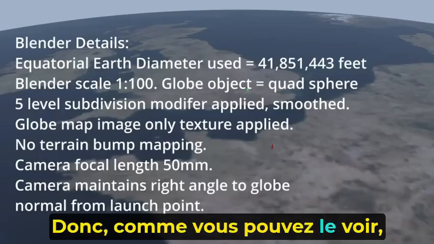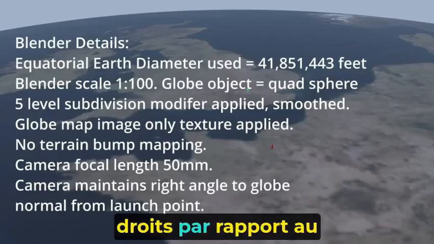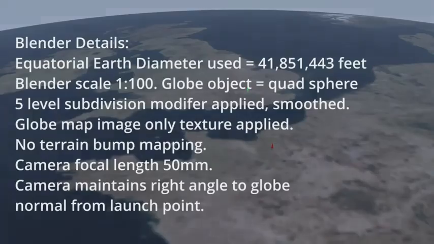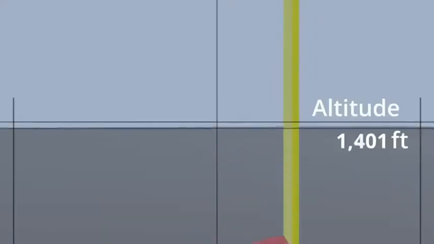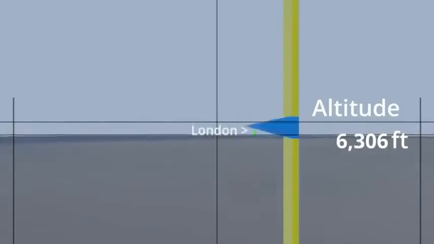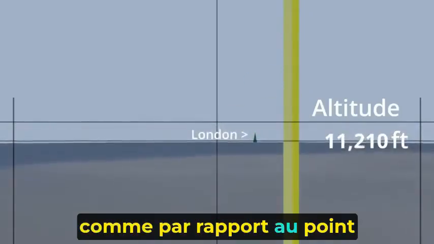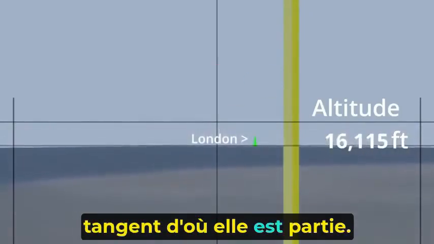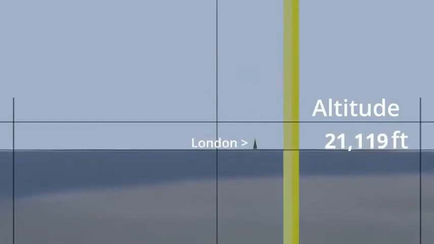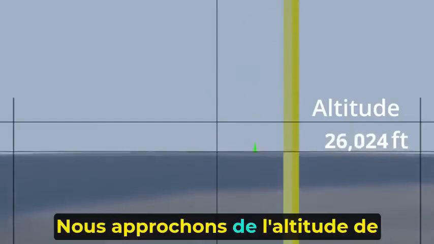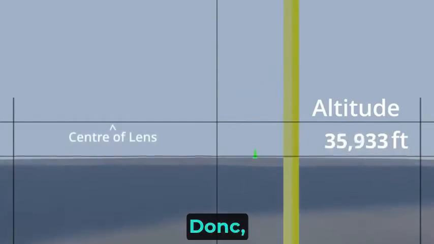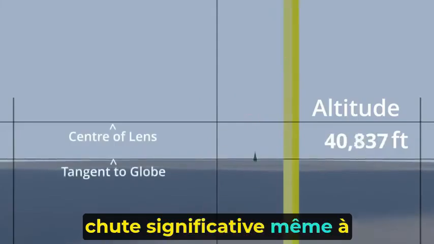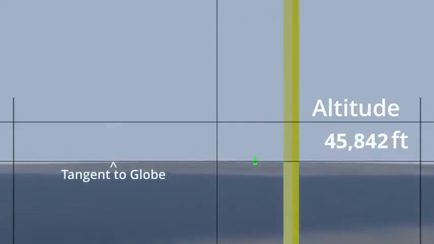So as you can see, the camera is maintaining right angle to the globe during this video, relative to the tangent point from which it first left. We're getting close to cruising altitude for most airlines. So you can see that's a significant drop even from 30,000 feet.